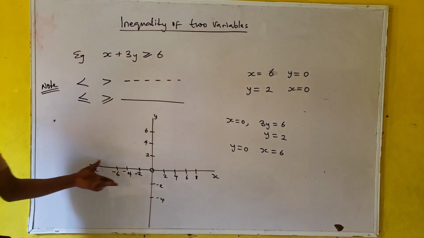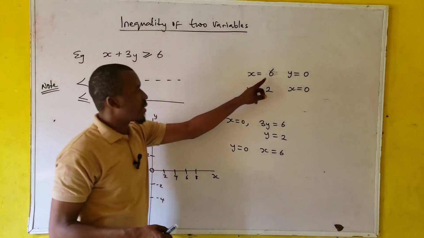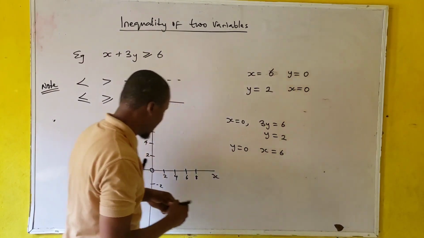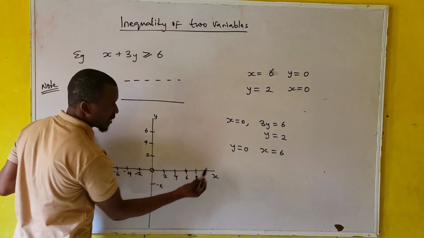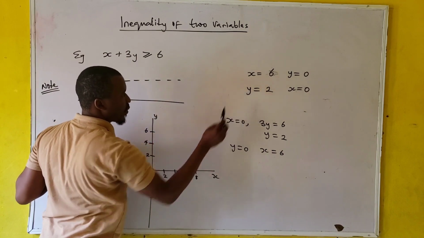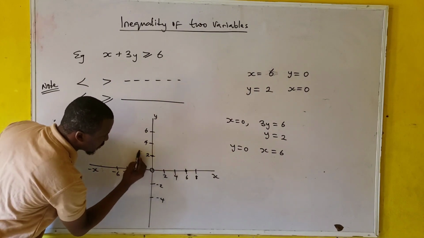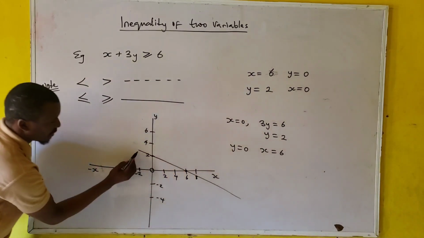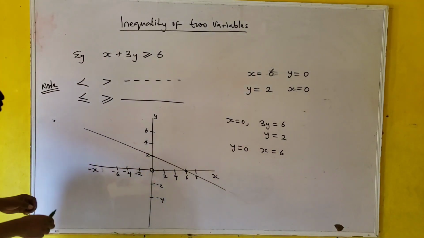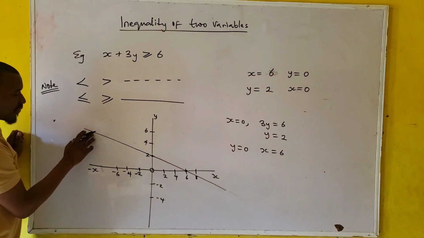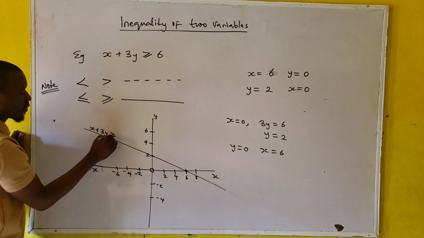Now, let's assume that this is our graph. Of course, we are sketching. So when y equals 0, x equals 6, so that will be at this point. And when x equals 0, y equals 2, that will be at this point. Now, you are going to use your straight ruler to join these points together. So now you have joined these points together. This line is your x plus 3y greater than or equal to 6.